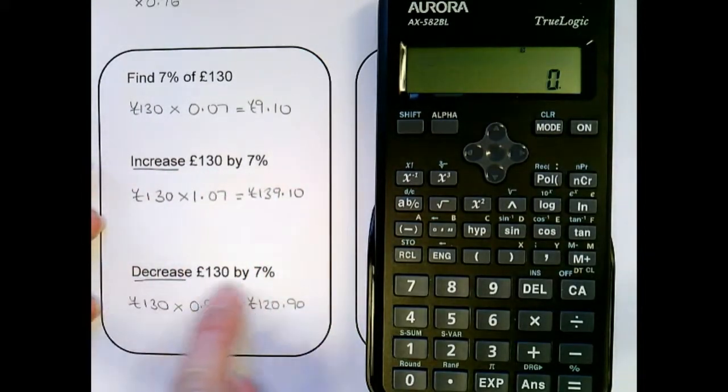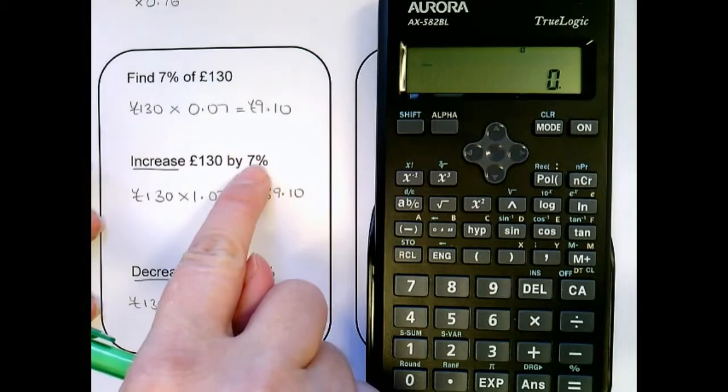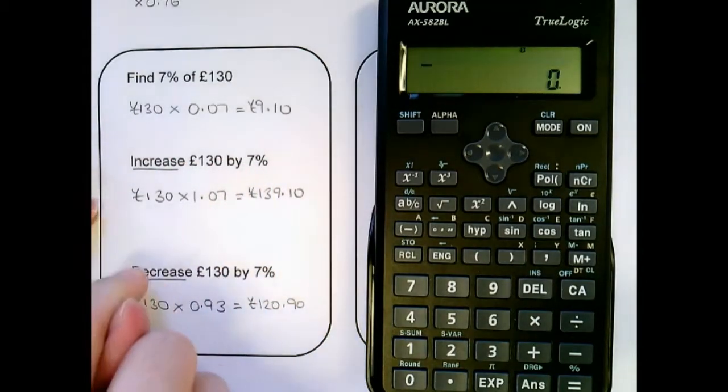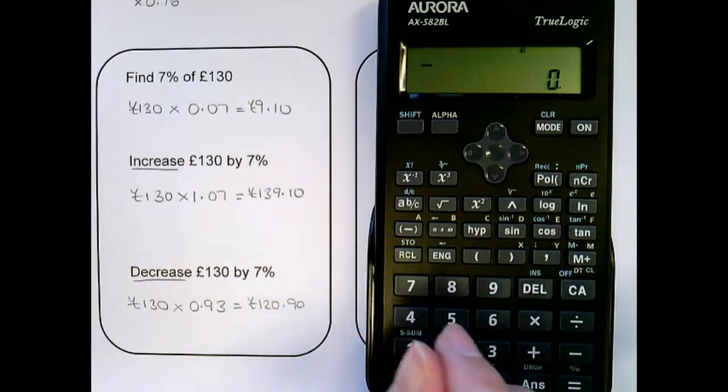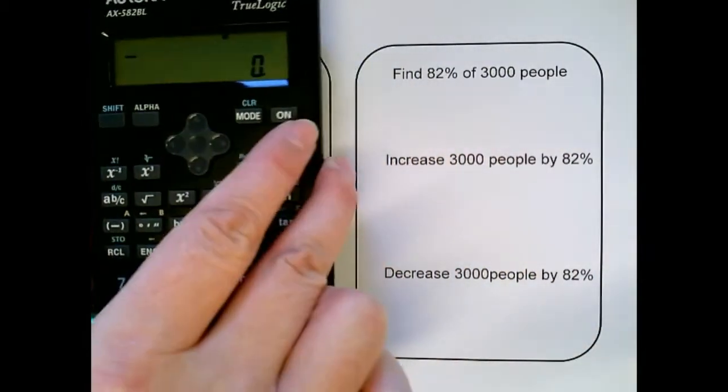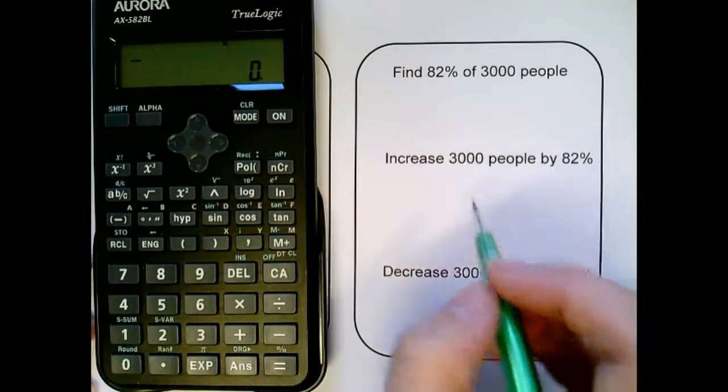Okay, you could stick to the old method of finding 7% and then adding it on, finding 7% and then taking it off, but you'll see for questions later on in this video that it is very, very useful if you're able to use a decimal multiplier.